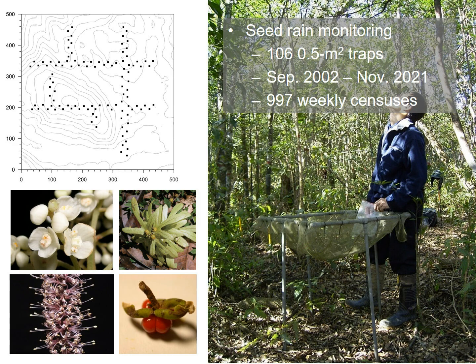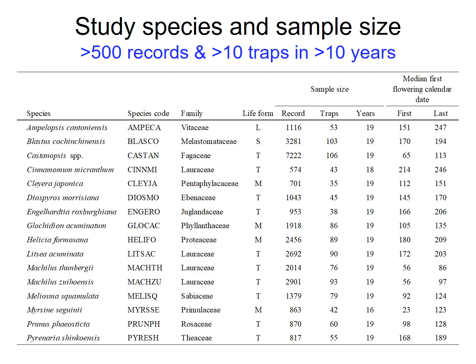We set up 106 traps to monitor the flowering and fruiting phenology in the Fushan forest. All the traps have been censused weekly since September 2002. In this study, we use data from September 2002 to November 2021, including 997 weekly censuses. We select species with more than 500 flower records, appearing in more than 10 traps in at least 10 years. A total of 16 species met this criterion, including 10 canopy trees, 4 subcanopy trees, 1 shrub and 1 liana. Most studied species flower every year during the study period, except cinnamon and myrcene, which did not flower in a few years.